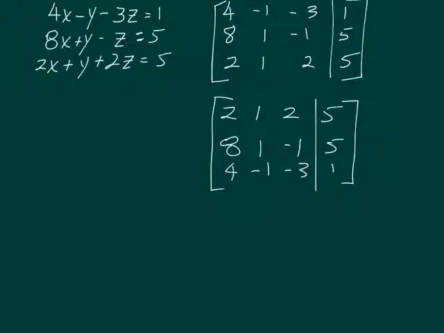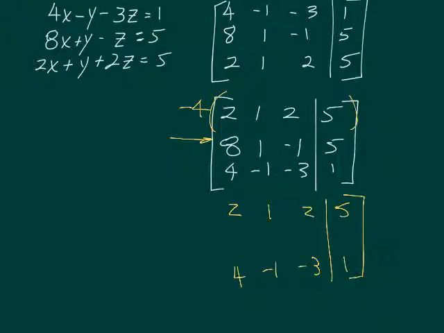So first thing we're going to do is we're going to multiply this first row by a negative 4, because we're going to try to make that 8 a 0. So we're going to leave my 2, 1, 2, 5 there because we're not changing it. And my 4, negative 1, negative 3, and 1, we're not changing it. We're just changing the middle row.